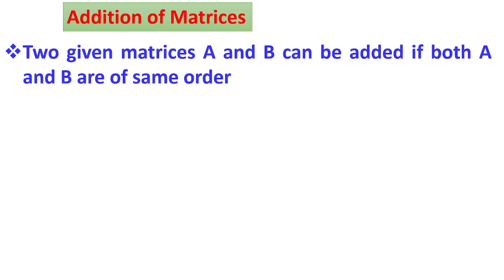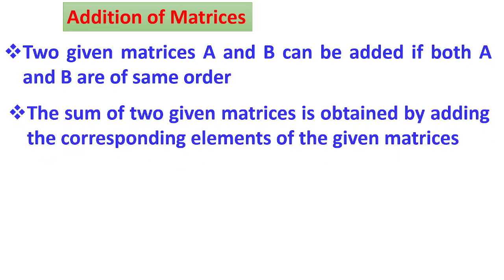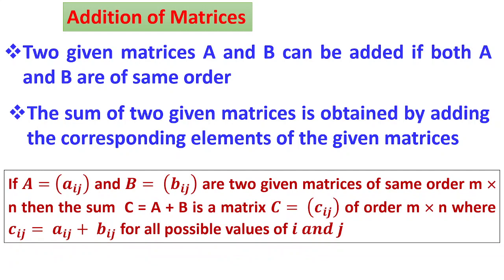Let us see what we mean by addition of matrices. Two given matrices A and B can be added if both A and B are of the same order. The sum of the two given matrices is obtained by adding the corresponding elements of the given matrices. Suppose A = [Aij] and B = [Bij] are two given matrices of the same order M cross N, then the sum C = A + B is the matrix [Cij] of order M cross N, where Cij is Aij plus Bij. Corresponding elements are added. That's all.